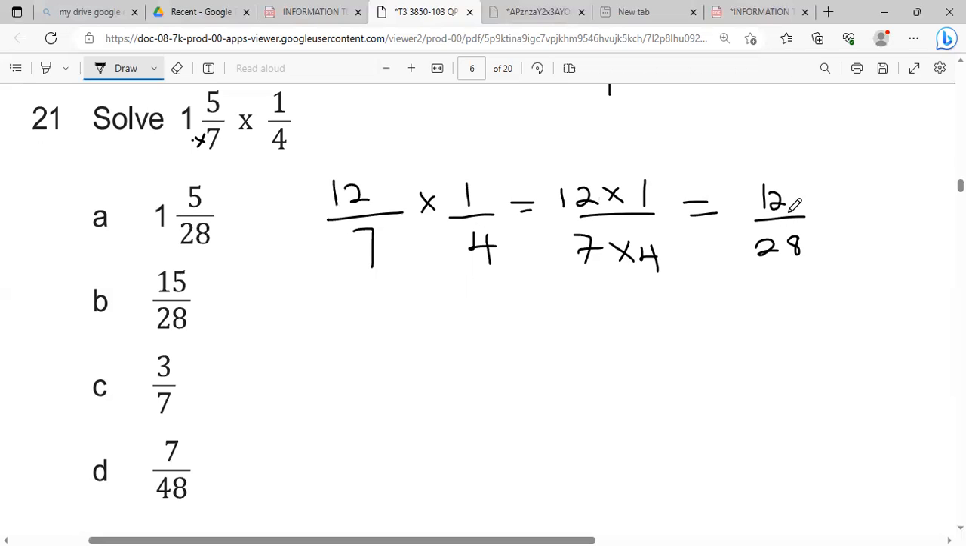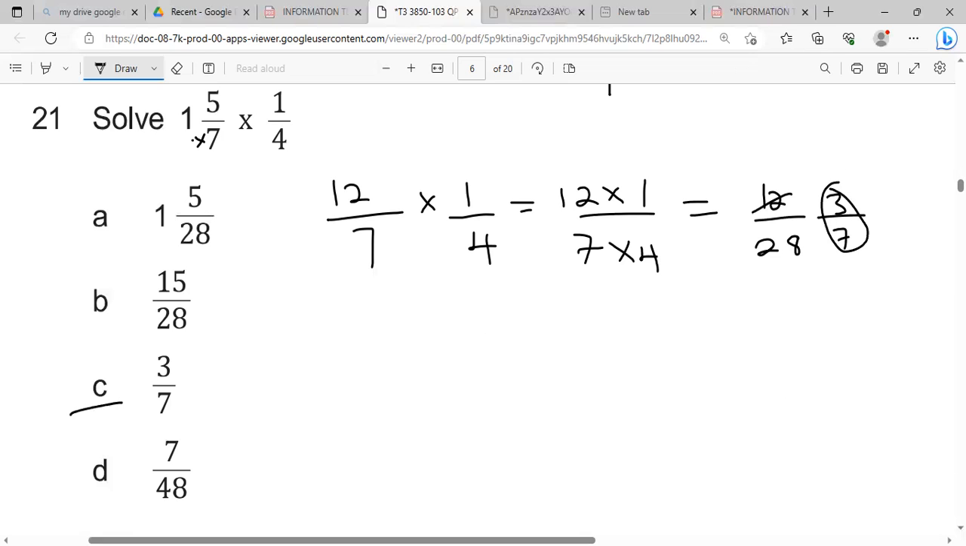Which number can go into 12 and that? We could use 2. We could also use 4. 4 into that goes 3 times. 4 into 28 goes 7. This is the lowest term, 3 over 7.